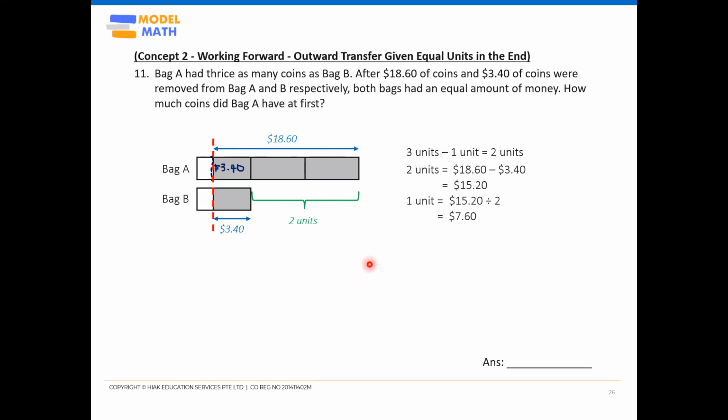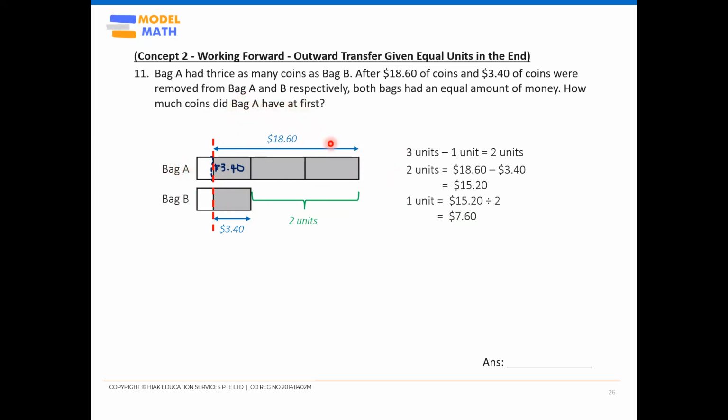Now take note, what is my 1 unit equals to? 7.60. My 1 unit is each of the big units here. In other words, I can also say that this big unit is also $7.60. This big unit is also $7.60 because those are the units equal in size that I drew at first. All right. So once I have that, reread the question again. After you found 1 unit, always read back the final question. You want back A at first.